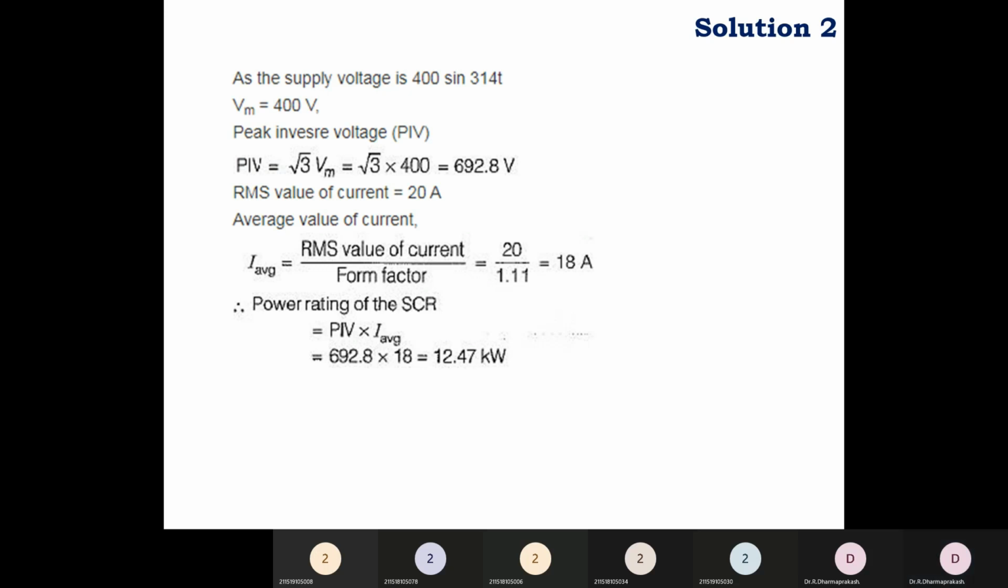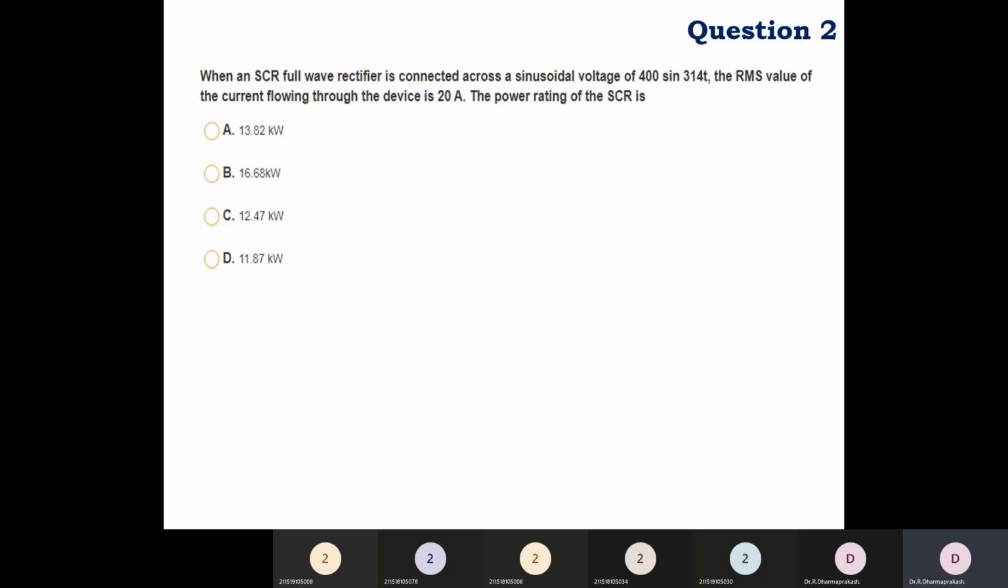So here it is root 3 into 400, that is 692.8 volts. RMS value of the current is 20. Average value of the current will be equal to RMS value by form factor. We know that in this case it is 1.11, so it is 18 amperes. So the power rating of the SCR will be equal to peak inverse voltage into average, so it is 12.47 kilowatt. Here 12.47 kilowatt is the power rating of the device.